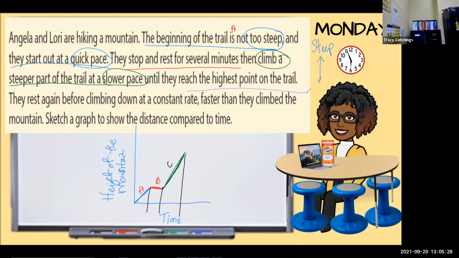So then the next thing, they said they rest again. How are they gonna look? All right, so we're gonna go across. And then after that, they said, before climbing down at a constant rate, faster than they climb through. They're gonna go down. Is it gonna be straight down? No, it's gonna be diagonal.